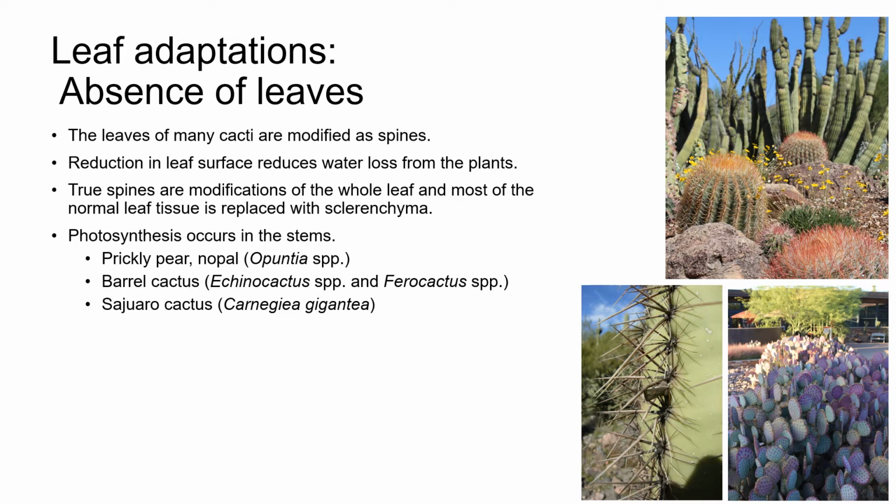Cacti are succulents that have leaves modified as spines. The reduction in leaf surface reduces water loss from these plants. True spines are modifications of the whole leaf, and most of the normal leaf tissue is replaced with sclerenchyma. And photosynthesis in these plants occurs in the stems. Examples that are familiar to us are prickly pear and barrel cactus and the saguaro cactus.